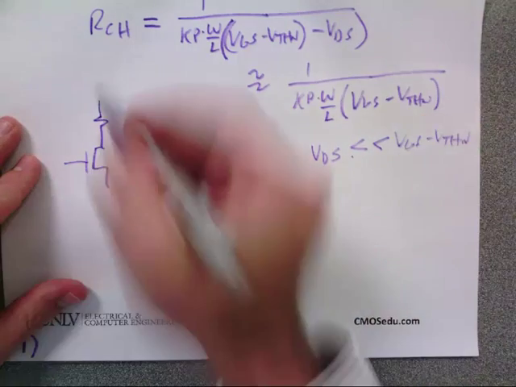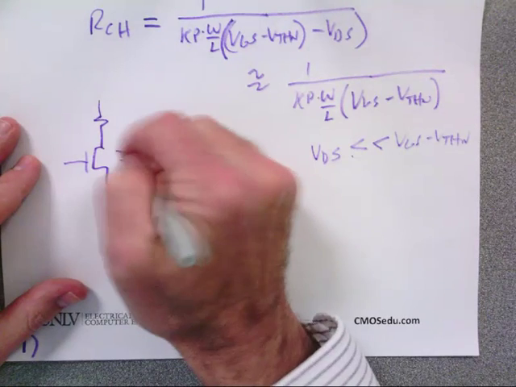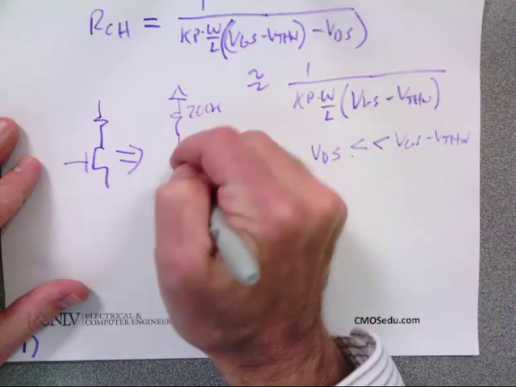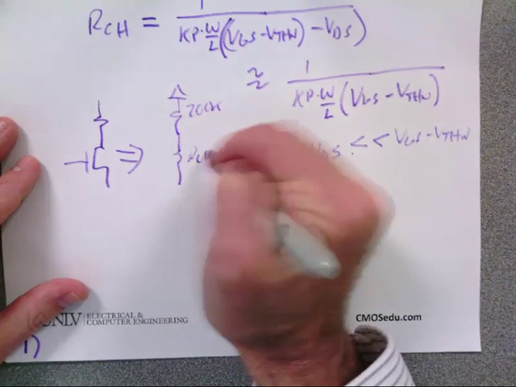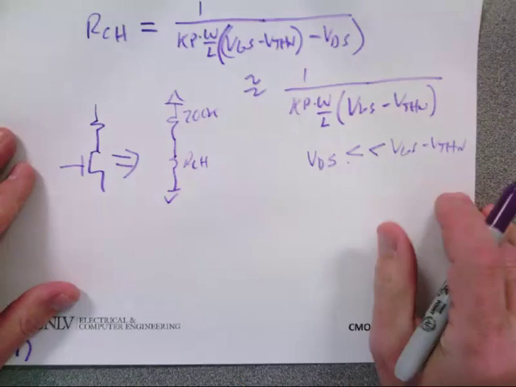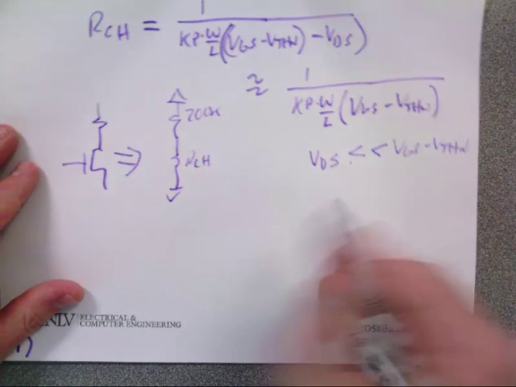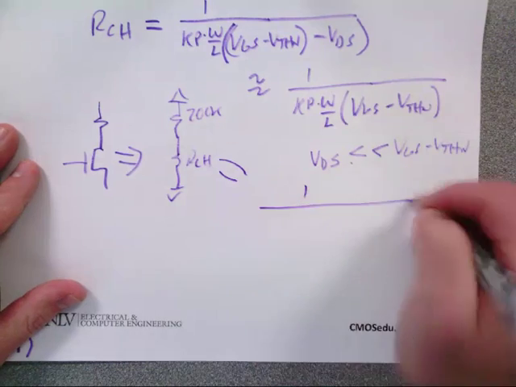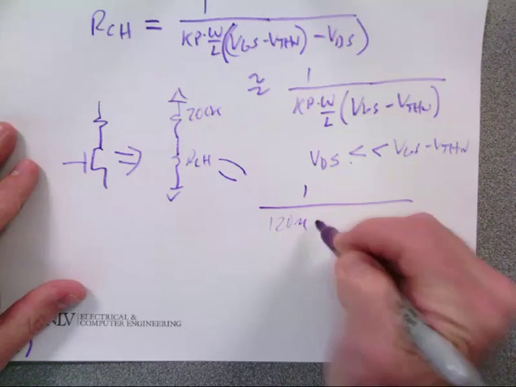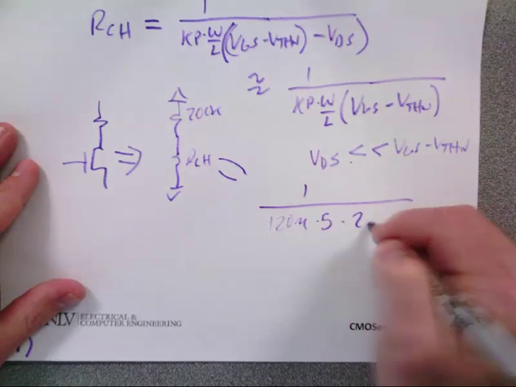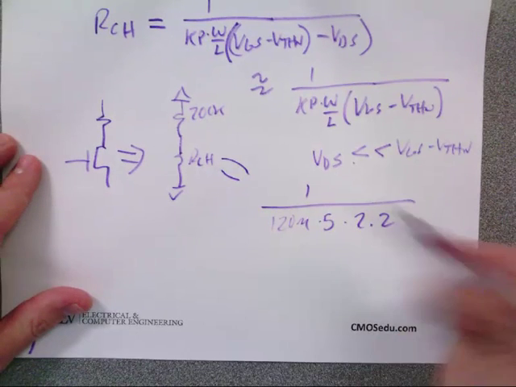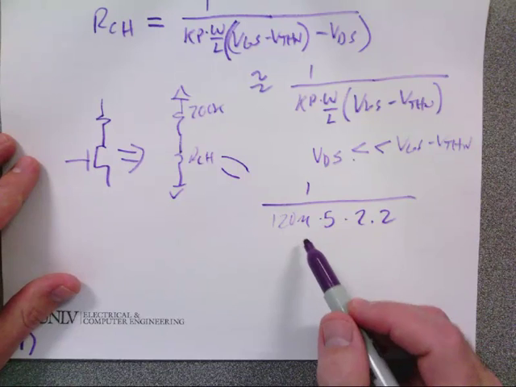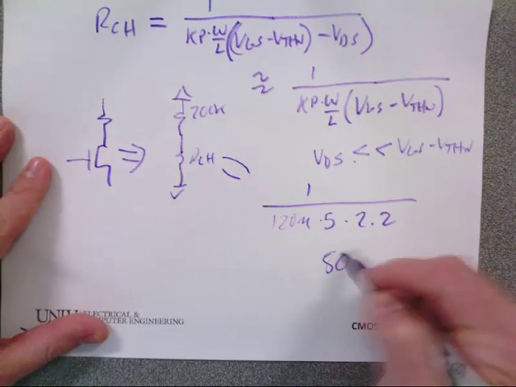I'm going to use this approximation to replace the 200K and the MOSFET channel resistance. My pen's dying, you see why I ordered new ones. So our channel then, using these values, is equal to 1 over 120 micro times 5 times 2.2. Someone with a calculator, would you let me know what that is? 800 ohms? Okay, 800 ohms.